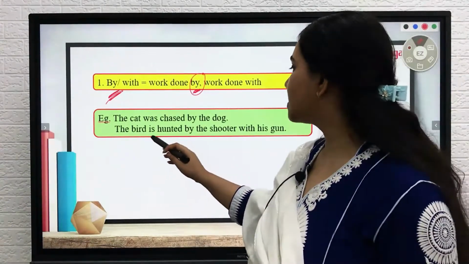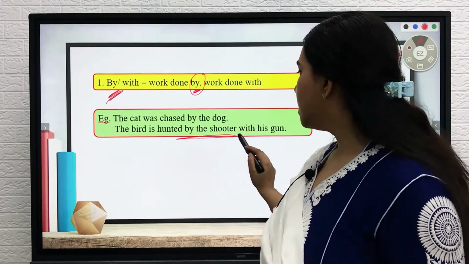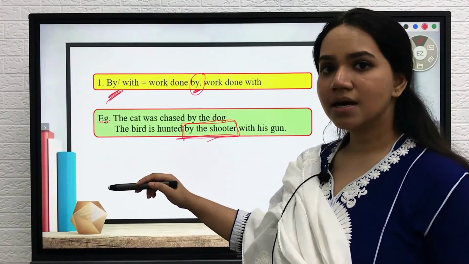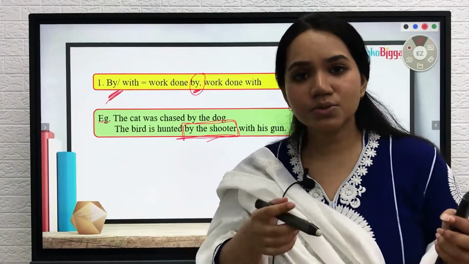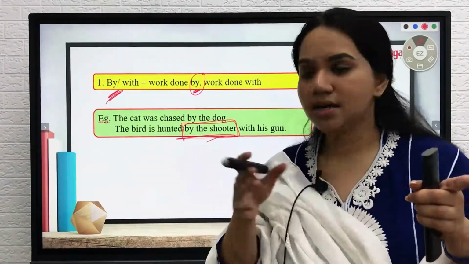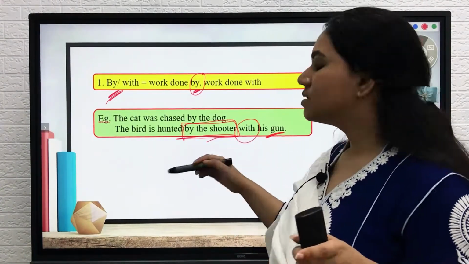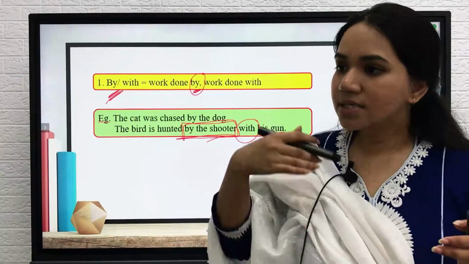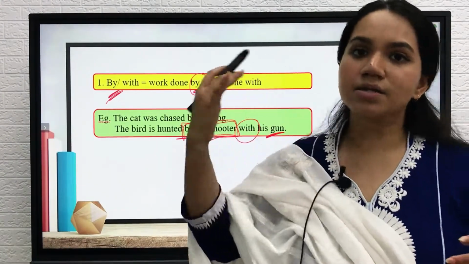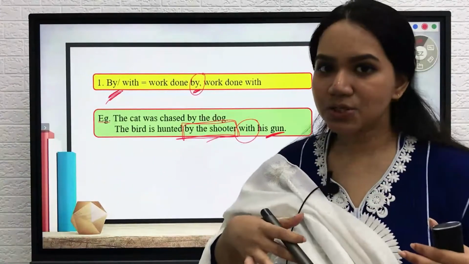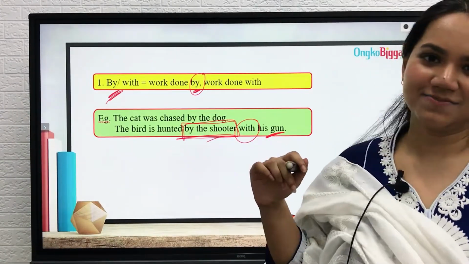The bird is hunted by the shooter. Who is hunting it? The shooter is hunting it. But what is the shooter using to hunt it? The gun, right? So we are using with to express what they are both working together about. So the bird is hunted by the shooter with his gun.